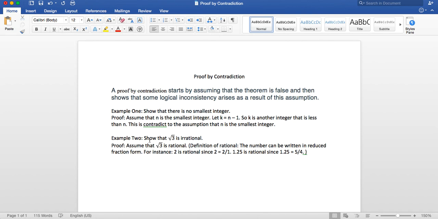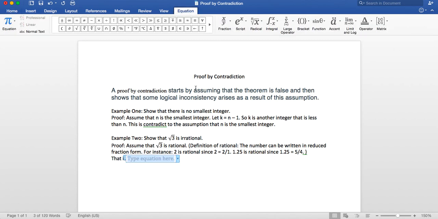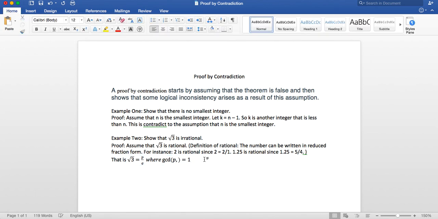Now in this case, if you assume the square root of 3 is rational, that means you can write the square root of 3 equal to p over q, where the GCD of p and q equals 1. That means p over q is a reduced form. So if this is true, let's see if we can derive a contradiction.